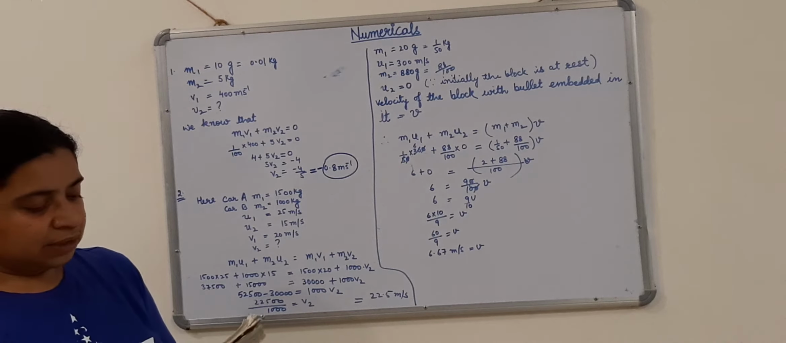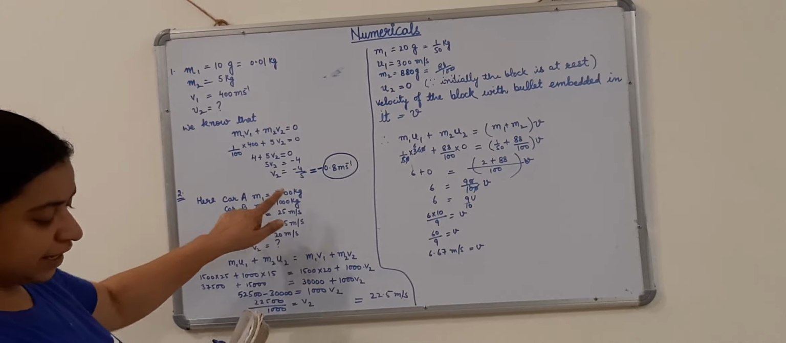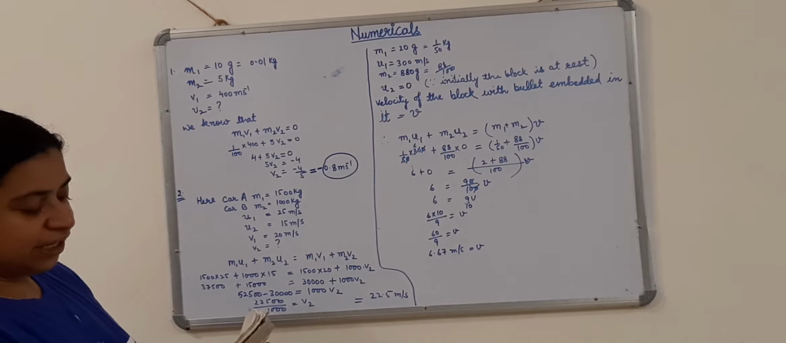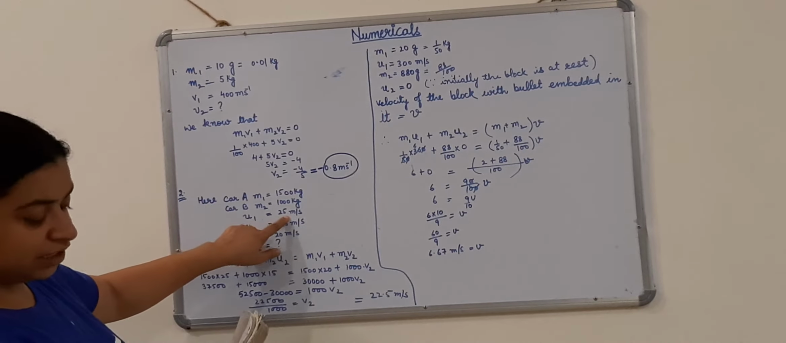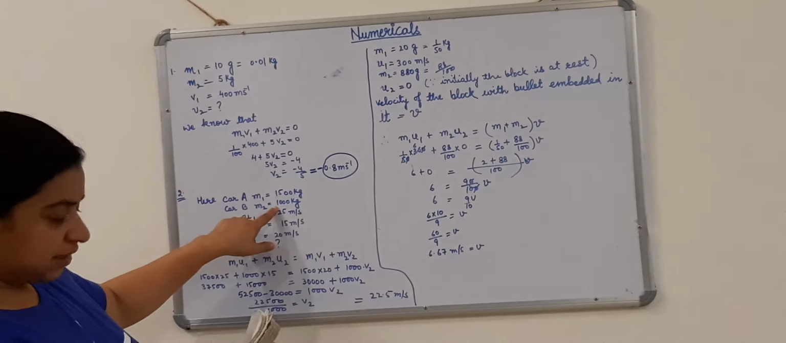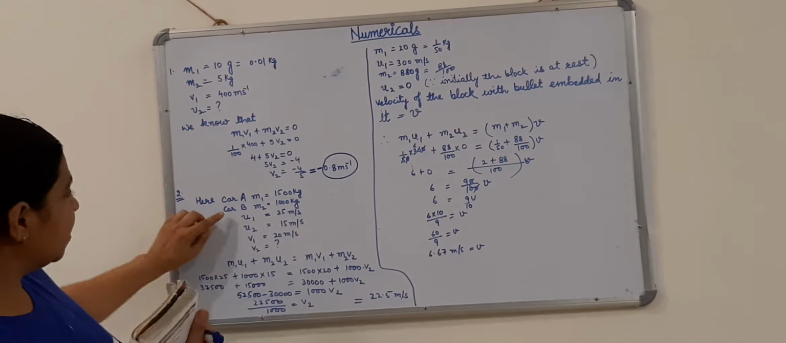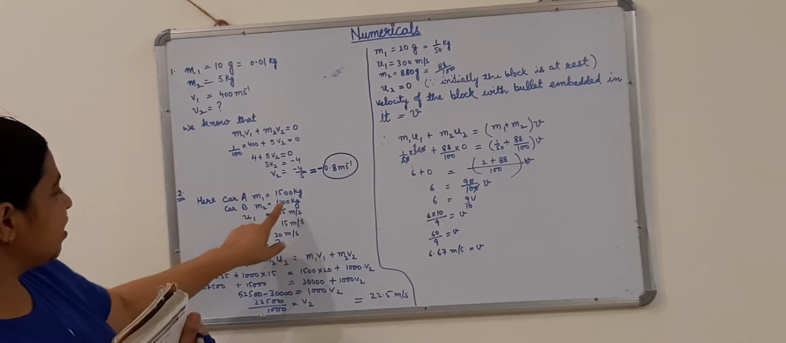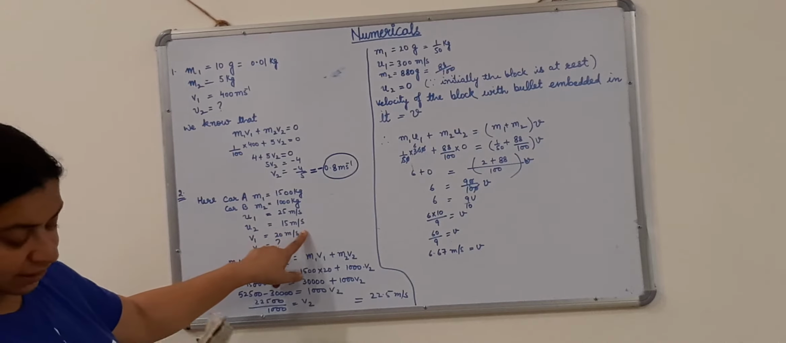Car A of mass 1500 kg is traveling at 25 meter per second. The initial velocity of car A is 25 meter per second. It collides with another car B of mass 1000 kg traveling at 15 meter per second. The other car has a mass of 1000 kg and the initial velocity of car B was 15 meter per second.